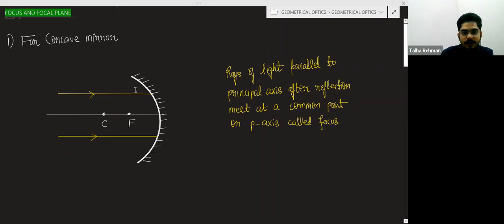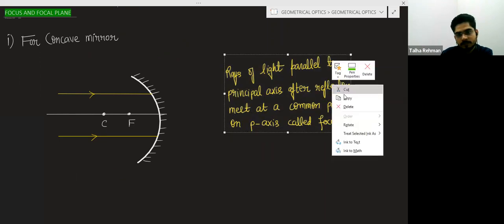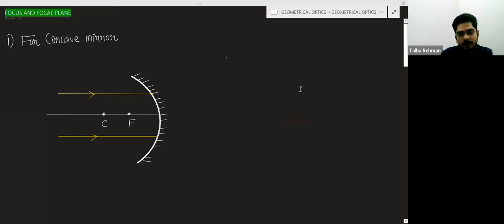Suppose this is a mirror. What type of mirror is this, Hamza? Can you tell me? You can write in the chat box. This is a concave mirror. Here also it is written concave mirror. So now this is a concave mirror.